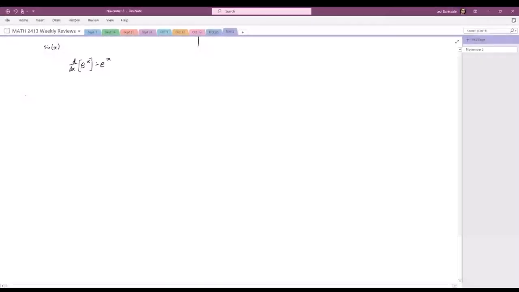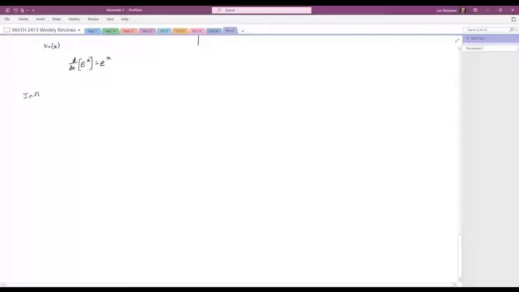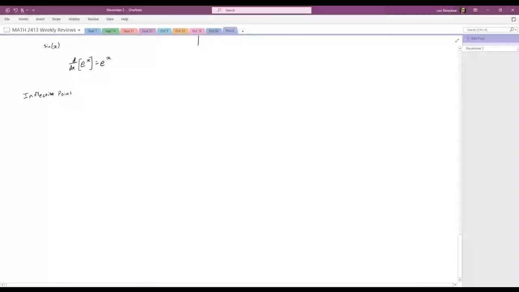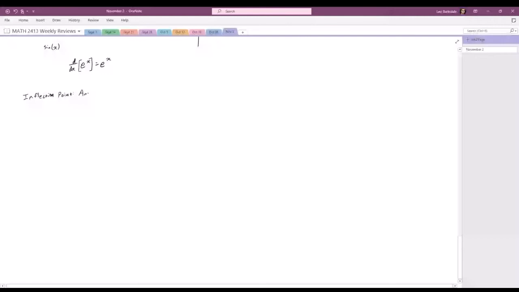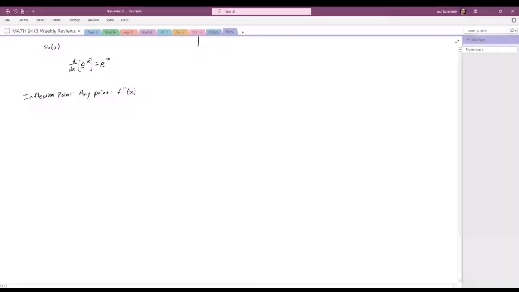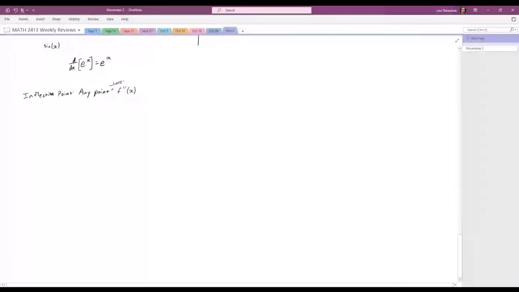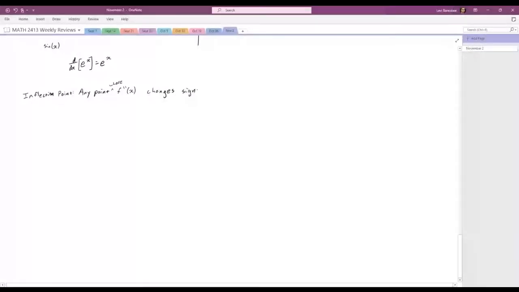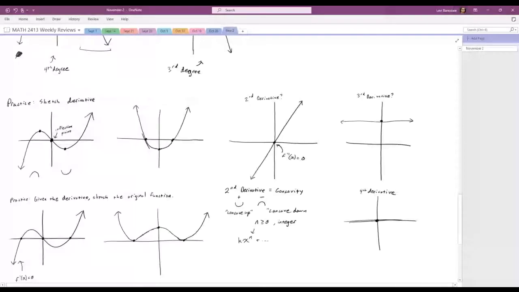So again, an inflection point is any point specifically where our second derivative changes sign. So again, up here, our second derivative switched from negative to positive, so we had an inflection point.